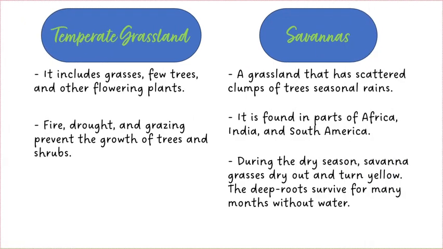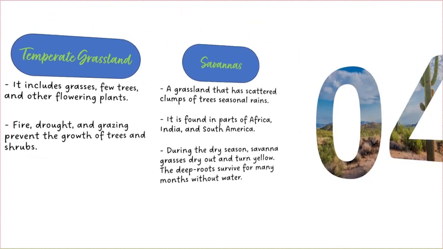Temperate grasslands include grasses, few trees, and other flowering plants. Fire, drought, and grazing prevent the growth of trees and shrubs. Savannas, a grassland that has scattered clumps of trees and seasonal rains. It is found in parts of Africa, India, and South America. During the dry season, savanna grasses dry out and turn yellow. The deep roots survive for many months without water.